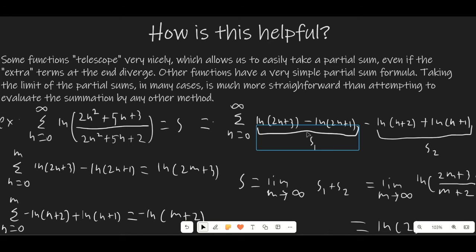However, we can't actually separate this into two separate summations without using the partial sum trick, because if you look at these natural logs, if we have telescoping natural logs, the end result is going to be natural log of 2n plus 3, limit as n goes to infinity, which is just infinity. So both of these summations would diverge, which is why instead we're going to calculate the partial sum.